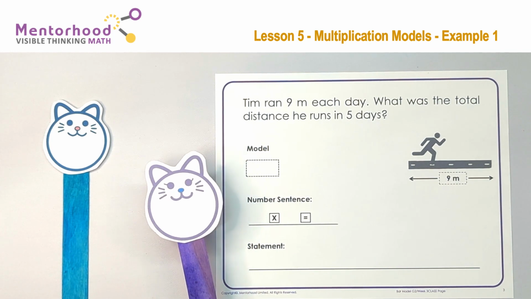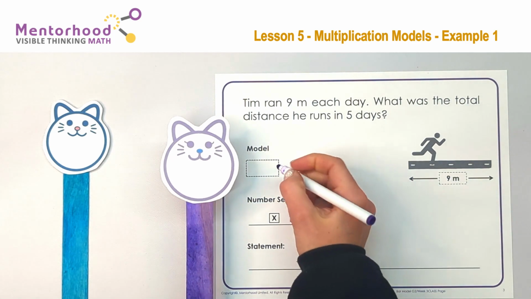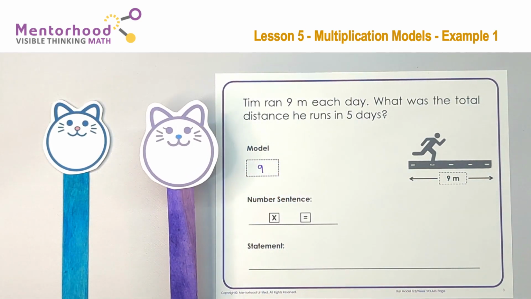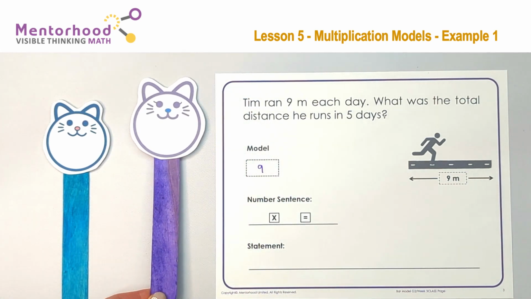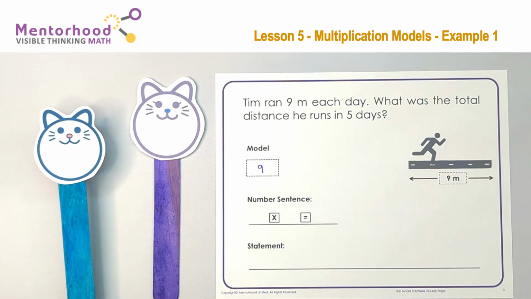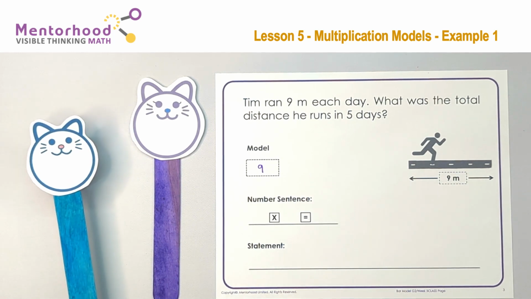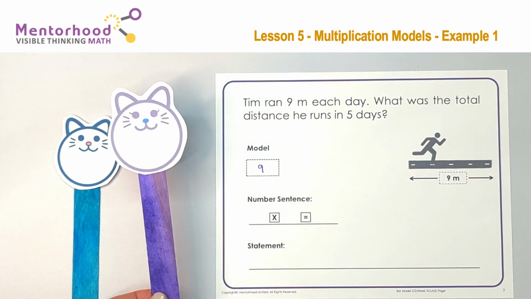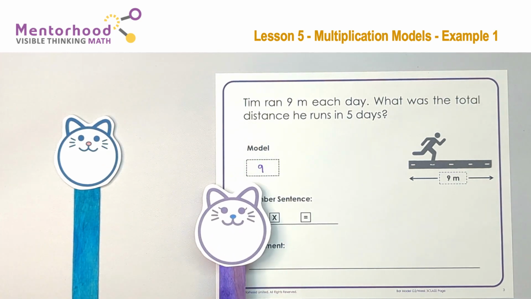9! That's right, 9 meters, because that's how much he runs every day. Okay, so let's write 9 in our group. Now, how many groups of 9 do we need to figure out how much he runs in 5 days? He runs 9 meters every day, and we have 5 days? So don't we need to add up the 9 for all 5 days? That's exactly right, Matthew. We're going to need 5 groups of 9. All right, let's draw that in. There's one group already there.